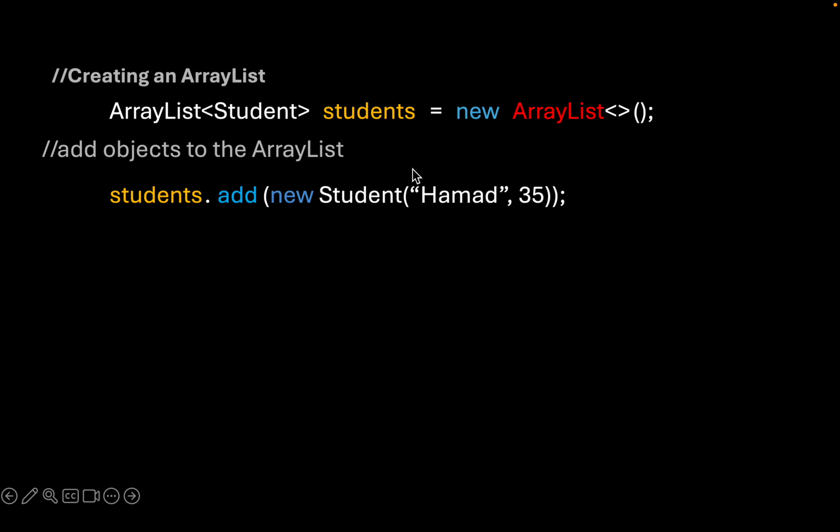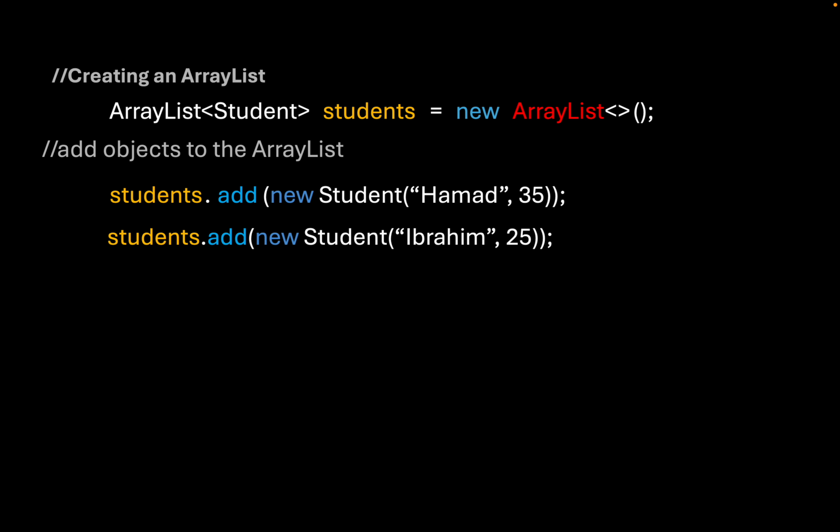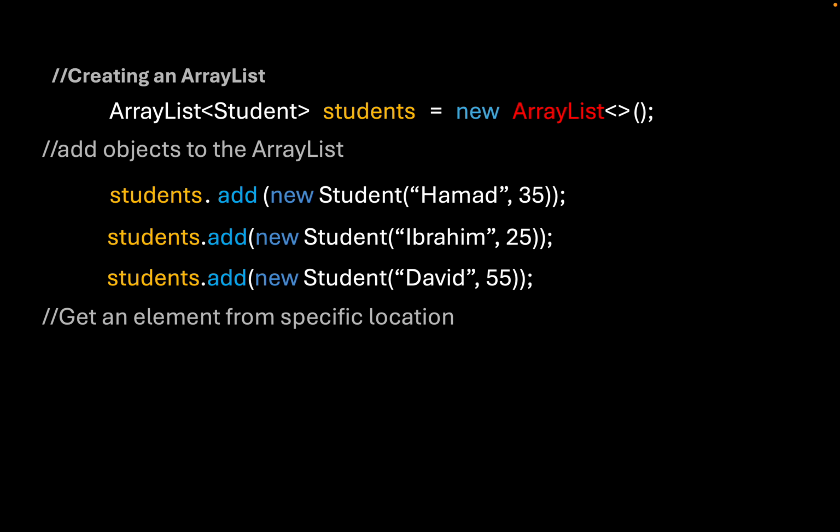So the students list now has one element inside it. Now if I want to add another one, this is another one, same thing. students.add new Student. Now there are two elements inside it. Now this is three elements inside it. And you can add more to do. Of course you can use scanners, ask the user to enter data, and then you create the object and you add them. You can do all these things.